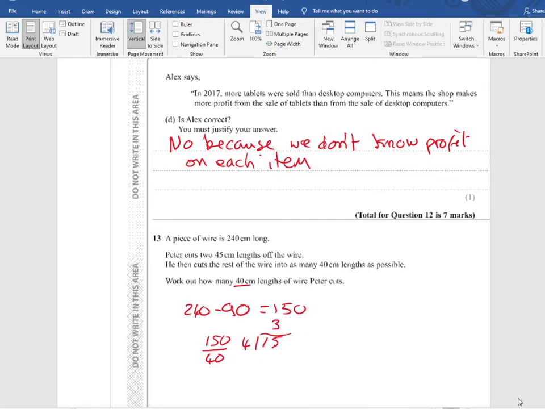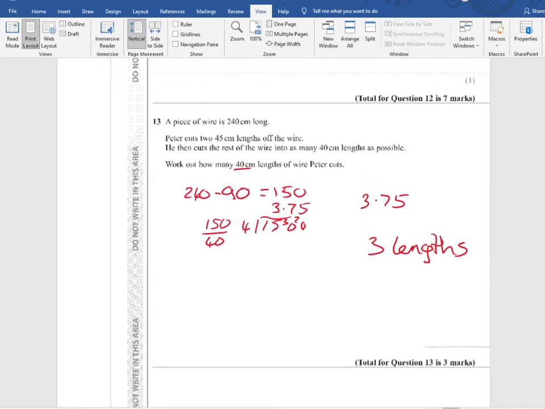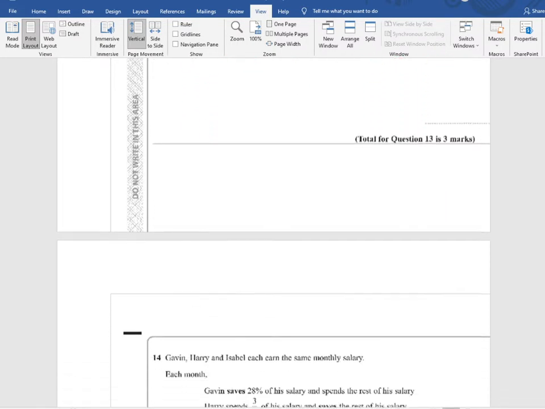So 3 goes into that. 3 fours are 12 with 3 left over, and 4 eights, 32, 4 sevens, 28, 2 over and 5. So it's 3.75 lengths, which we've got to round down to 3 lengths.